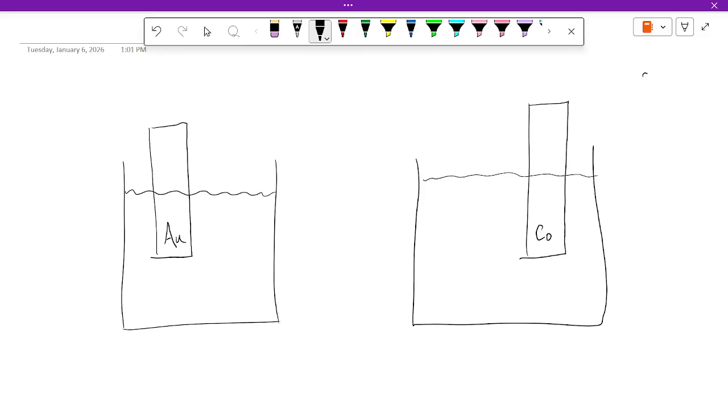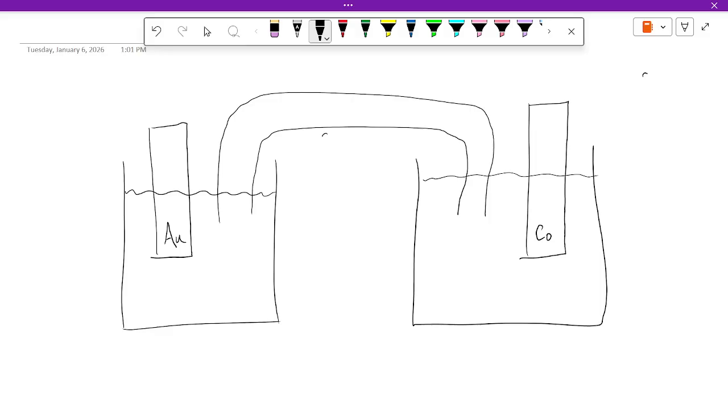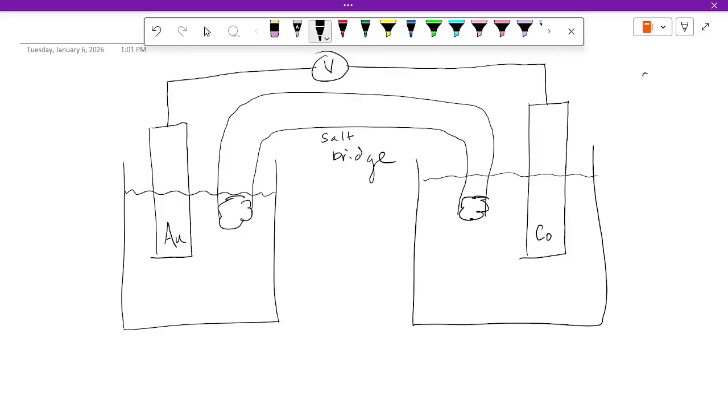And the other thing you need connecting the 2 beakers is, of course, the salt bridge. The salt bridge needs cotton in the ends. And the 2 electrodes need to be connected by a wire. And we will often put a voltmeter there. I know voltmeters should be connected in parallel, but whatever. You can put a light bulb there, okay? A light bulb works fine.